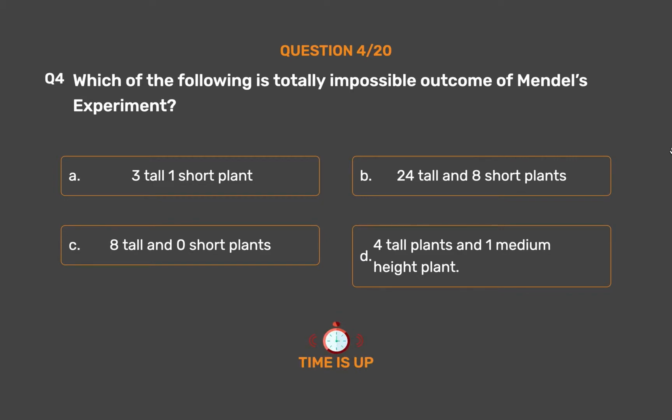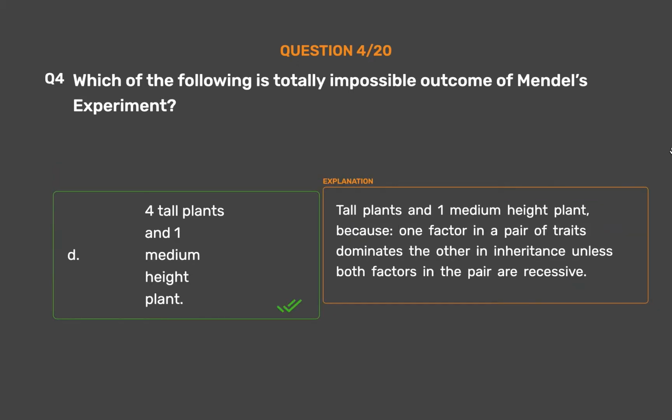The correct answer is Option D. 4 tall plants and 1 medium height plant, because one factor in a pair of traits dominates the other in inheritance unless both factors in the pair are recessive.